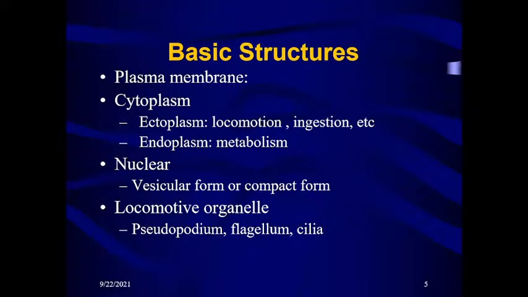The basic structure of amoeba is that they have a plasma membrane. They have a cytoplasm, which has an ectoplasm and an endoplasm. The ectoplasm mainly has locomotive and ingestive functions, and the endoplasm is where metabolism occurs. There is a nucleus, either a vesicular form or compact form. Locomotive organelle, we know we have the pseudopodium, the flagellum, and cilia.